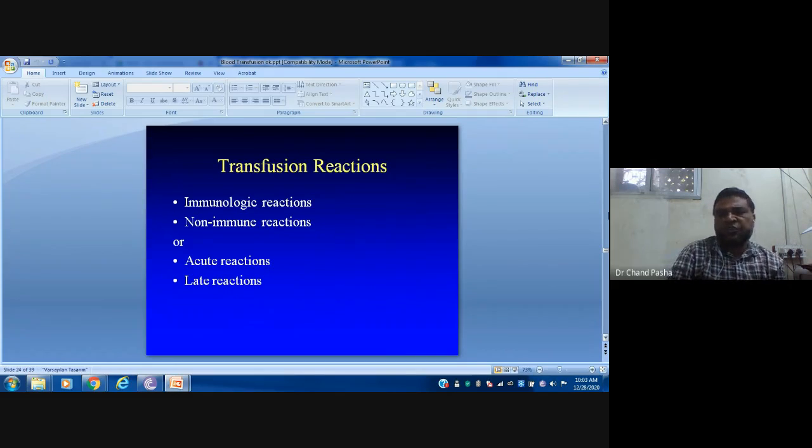Transfusion reactions can be immunological or non-immunological, acute or late. Acute reactions occur immediately, as soon as you are doing the transfusion. What happens in immunological reactions? Suppose the antigens of the RBC react with the antibody of the donor or recipient, then those RBCs get lysed. If the RBCs are lysed, a lot of workload will be created on the liver as well as the spleen.